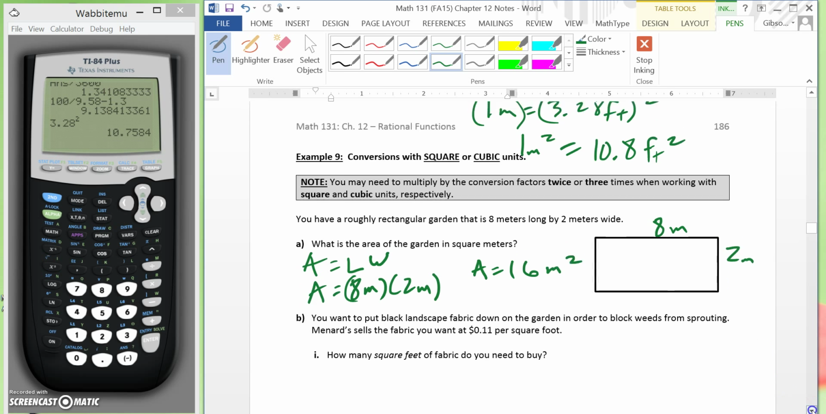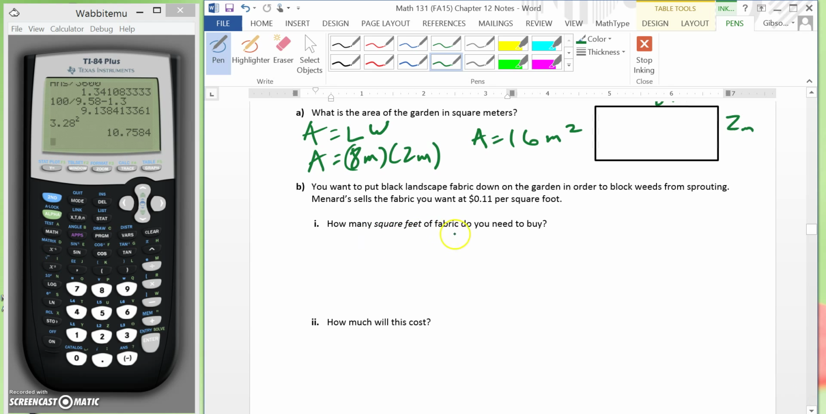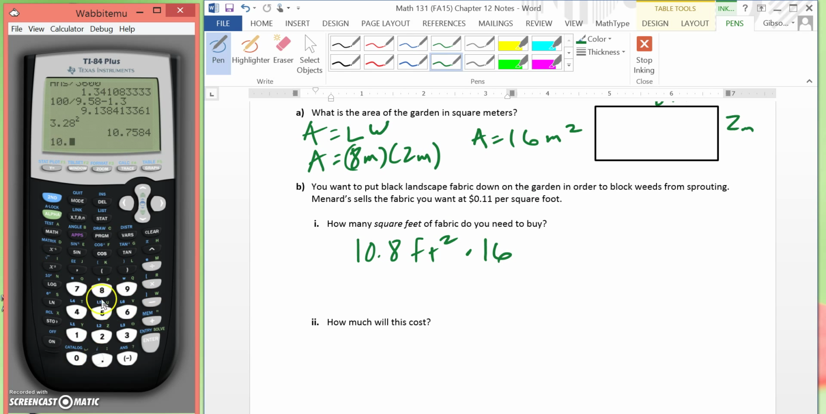Okay, so now, it says how many square feet of fabric do you need to buy? So we know 10.8 square feet is equal to 1 square meter. So we would have to multiply that by 16. So we would take this 10.8 times 16 to see how many square feet we have.